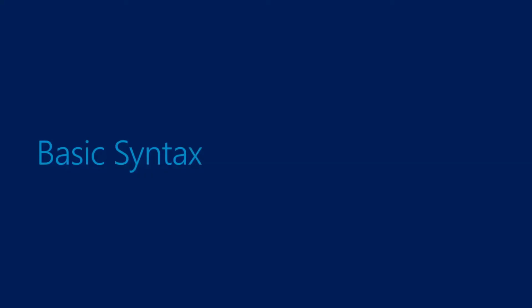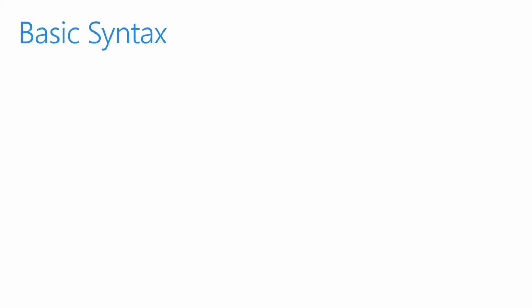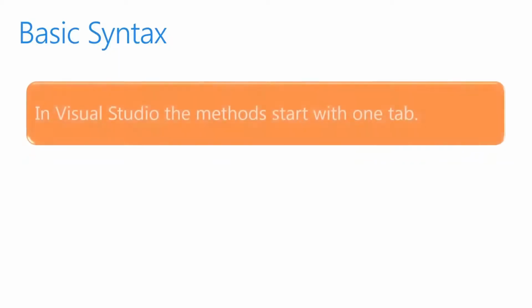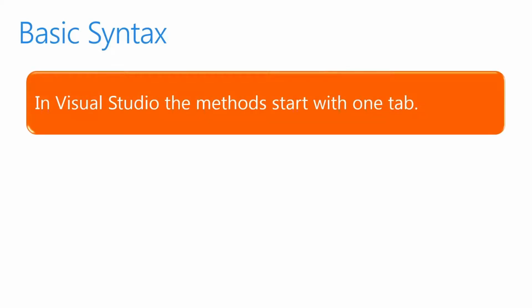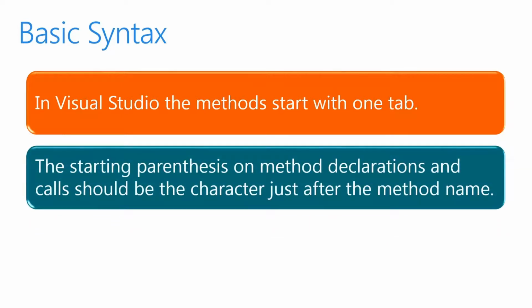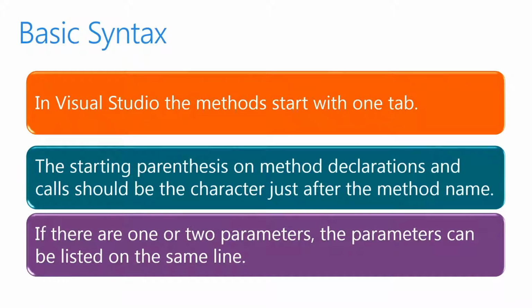In this lesson, we will review the basic syntax for X++. In Visual Studio, the methods start with one tab. Everything within the method will start at 2 tabs. The starting parentheses on method declarations and calls should be the character just after the method name with no space. And lastly, if there are one or two parameters, the parameters can be listed on the same line. If there are more than two parameters, you'll move each parameter onto a new line and indent by 4 spaces.